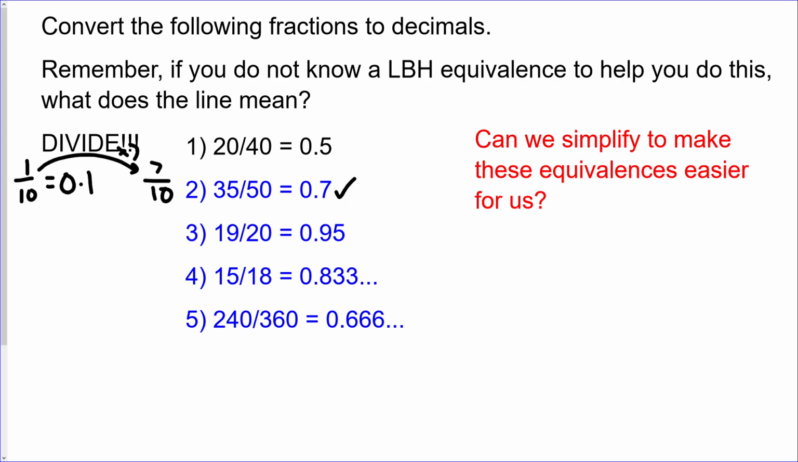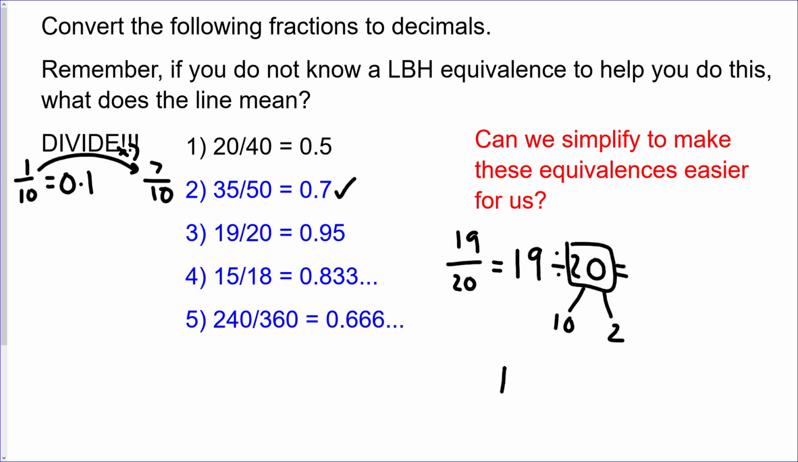19/20 cannot be simplified any further than that. So we would have had 19/20ths, which is the same as 19 divided by 20. Now, if you used what we did last week, and we partitioned the number 20 because it is a multiple of 10, we could have rewritten that as 19 divided by 10 divided by 2 to make the question a lot easier. And if you'd done that, you'd have got 0.95.